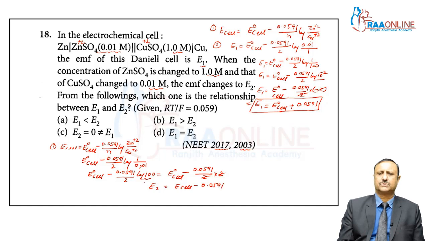So my dear students, you can correlate E1 and E2. Here E1 is greater than E2, where E2 is obtained when E cell is E naught minus 0.059. So E1 is greater than E2, and you get the answer B. Question number 18, answer is B. In this way you can solve this question. This is a very important question which was asked in two NEET exams, 2003 and 2017.